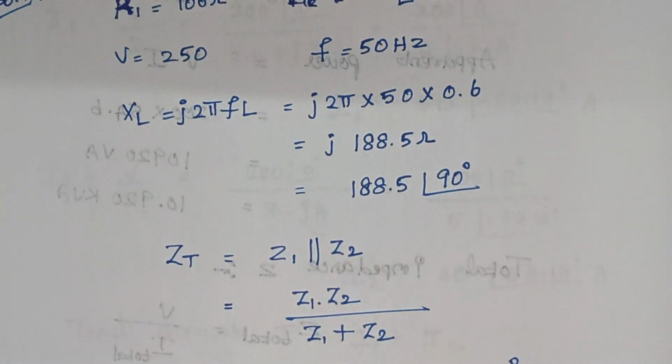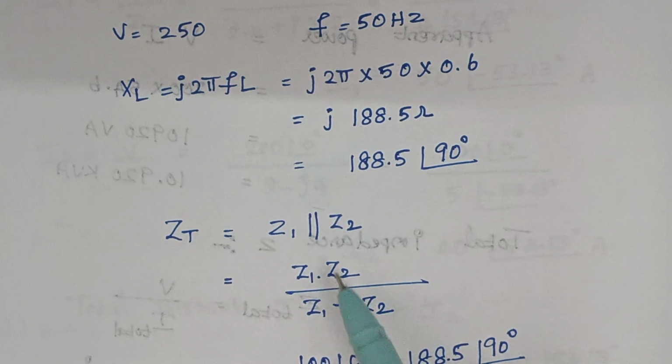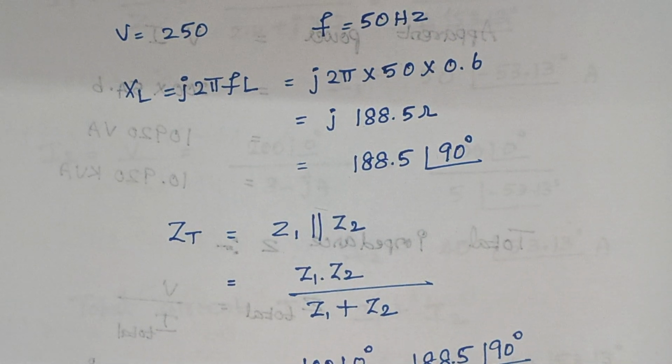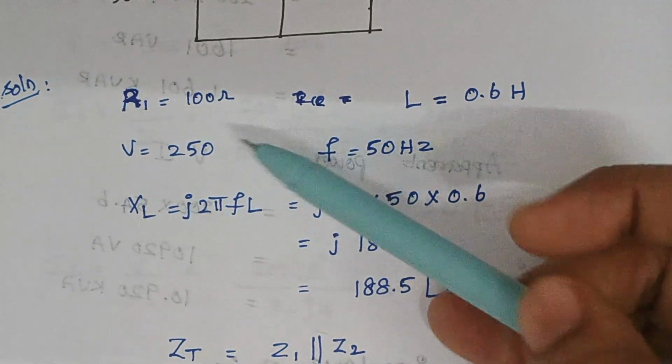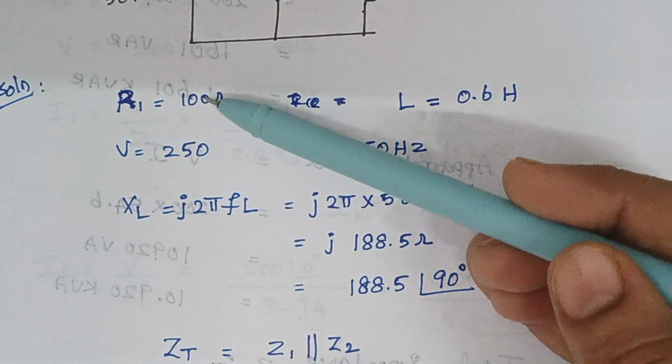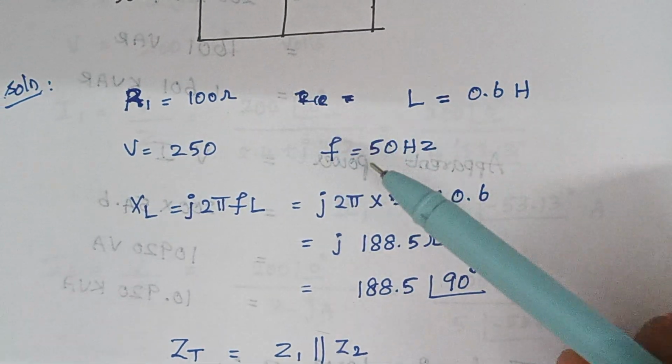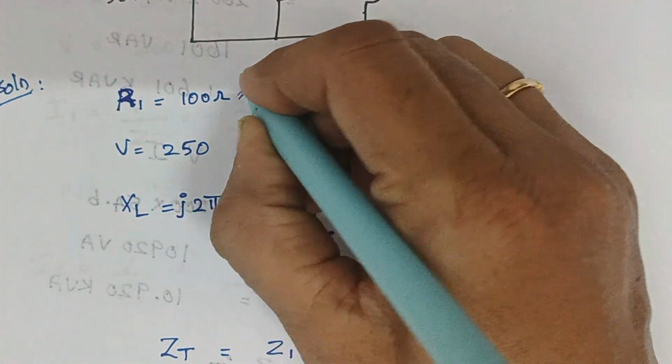The next thing is that R and L are in parallel, right? Therefore, the equivalent impedance is Z1 parallel with Z2, that is, Z1 Z2 divided by Z1 plus Z2. So what is Z1? Here the value of resistance is simply 100. How to represent this in polar form? 100 with an angle of 0 degrees, right?